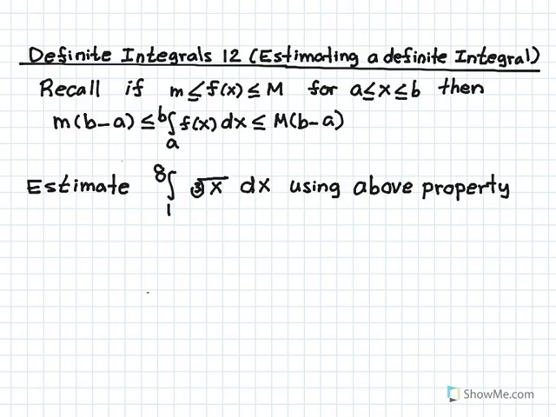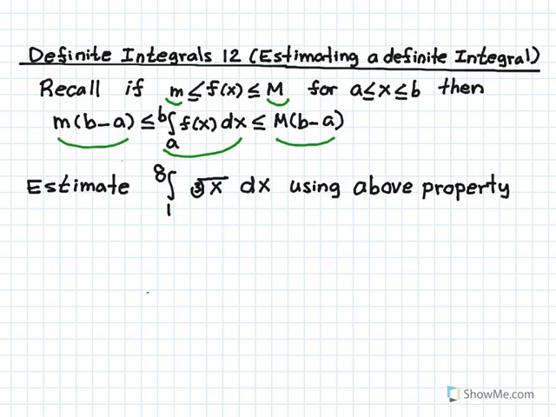Recall that if there's a function f of x that's less than or equal to capital M, the absolute maximum of the function on the closed interval a to b, and larger or equal to small m, the absolute minimum of the function on the closed interval a to b, then the definite integral from a to b of f of x dx, which is essentially the area under the graph of f of x from a to b, is less than or equal to the area of the larger rectangle given by capital M times b minus a, and larger or equal to small m times b minus a.